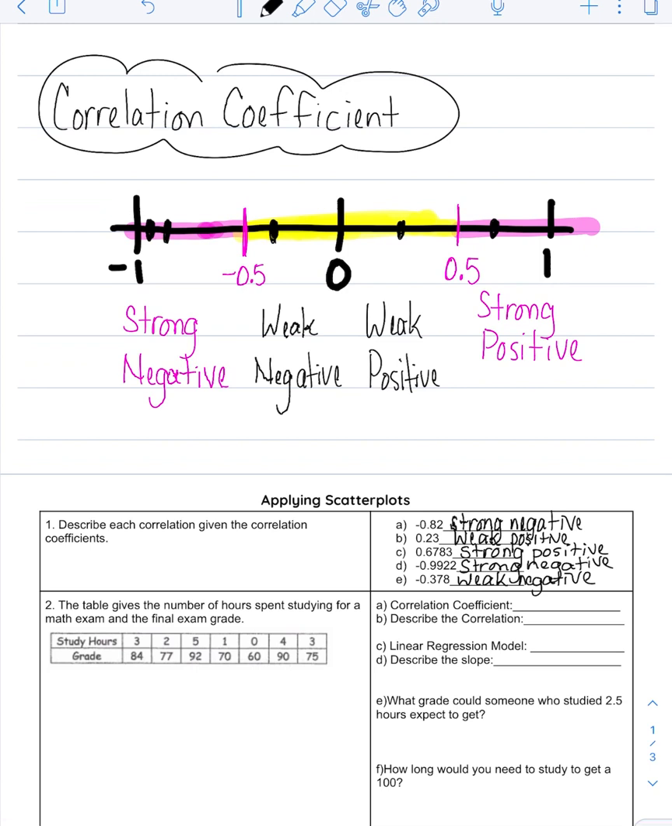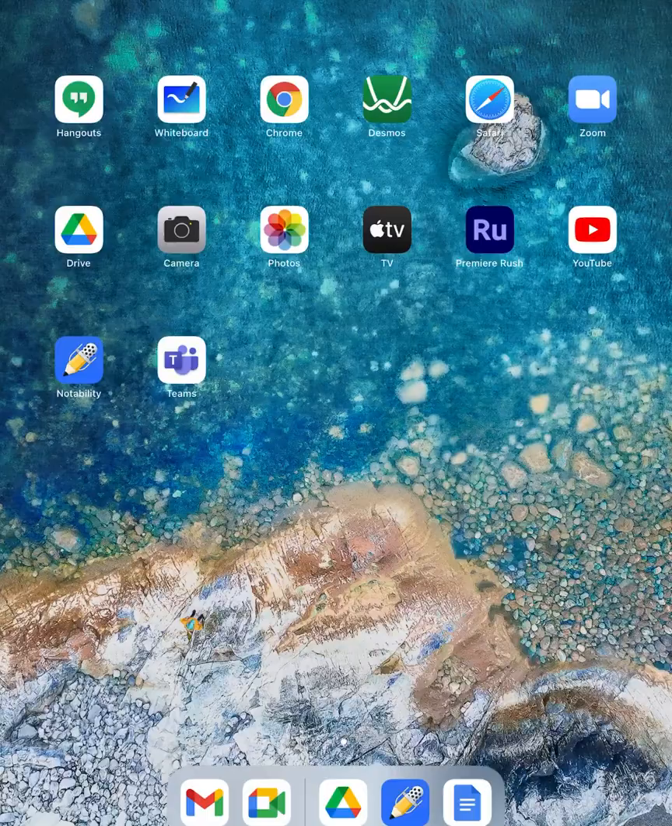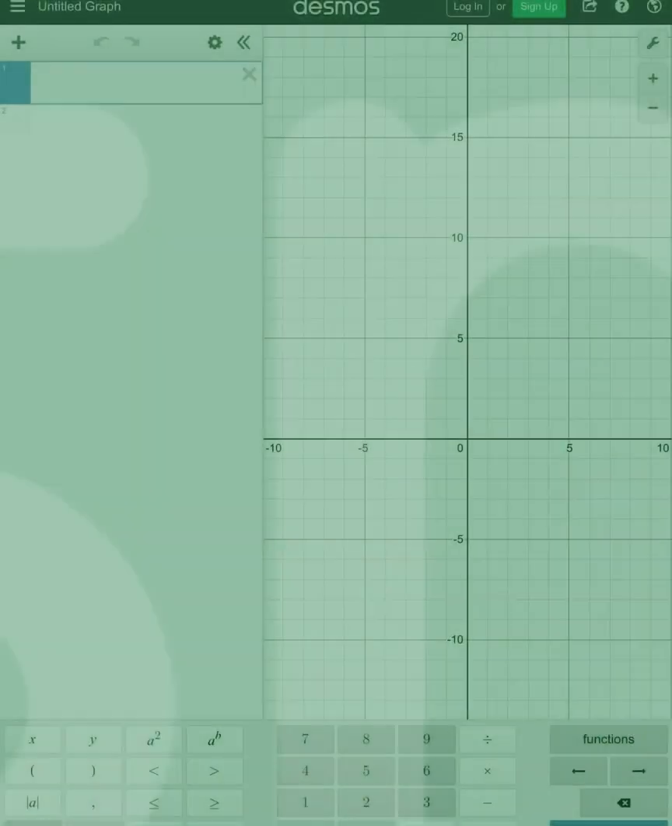Let's take our understanding a little bit deeper. I give you a table. It says the table gives the number of hours spent studying for a math exam and the final exam grade. We're going to use Desmos, our graphing calculator, to find the correlation coefficient and to describe the correlation. Then we're also going to use our linear regression model and do some things with that. First, let's graph our table.